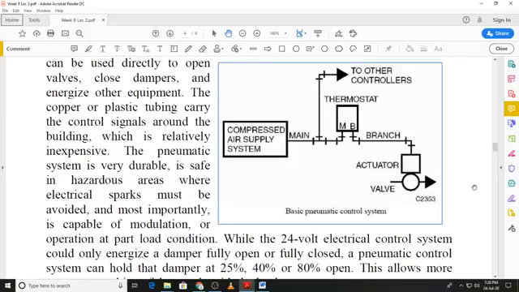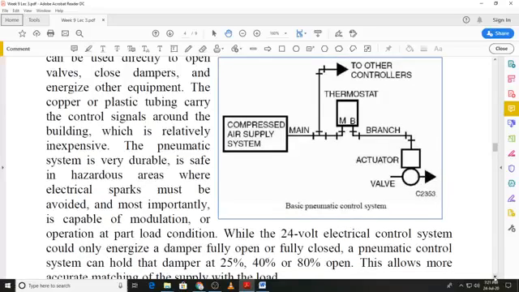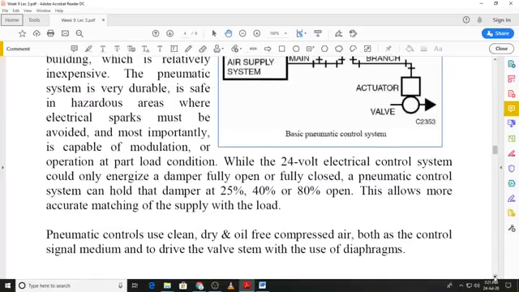That will be quite useful for modulating various components. For example, like a damper, if you are using a 24-volt electrical control system, that will only have an on and off requirement for the damper. But if you want the damper to be open at intermediate positions, you can use pneumatic controls, and we can have the damper open at various intermediate positions. So this allows greater flexibility in your system, and it provides greater matching with the supply and with the load.